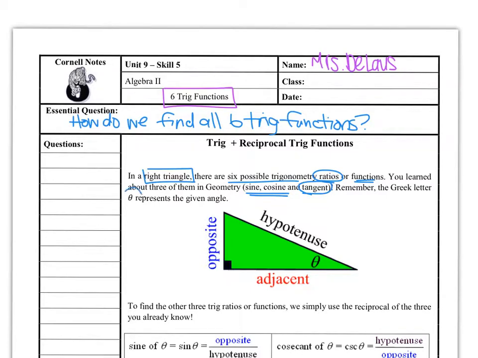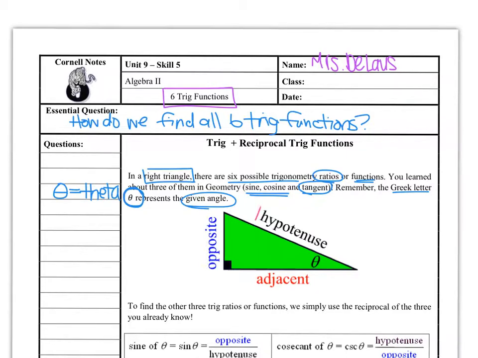And you'll notice that we'll use this symbol a lot. That is called theta. So this symbol, it starts with an O and then a line through it, is called theta. It's just a Greek letter, that's what it says here, that represents a given angle, okay? And so there's 3 sides to a triangle that you have to know.